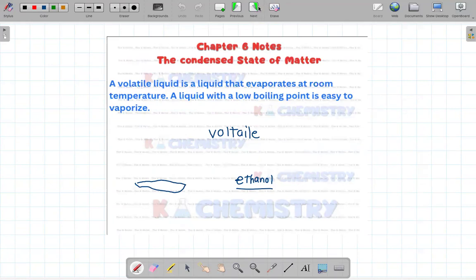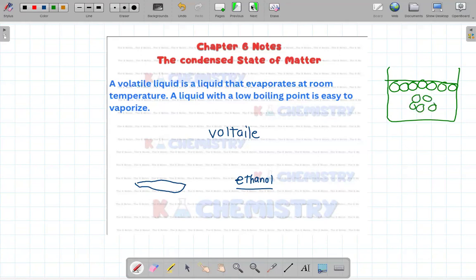What's the meaning of a volatile liquid? This is evaporation only of the particles of the volatile liquid. The surface particles only are evaporated, changing from liquid into gas, just by what? Just by being at room temperature, so they are evaporated, but the inner particles do not evaporate at room temperature.